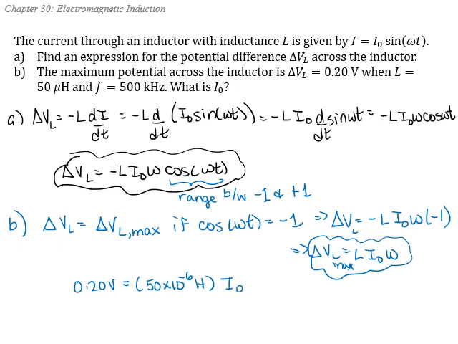Okay, now a little bit of a hiccup. We have omega, but we're given frequency. So we'll have to remember omega equals 2 pi f. So times 2 times pi times 50, a kilohertz is times 10 to the 3 hertz. And then we can solve for our I0 equals 0.00127 amps. So that's that maximum current value.